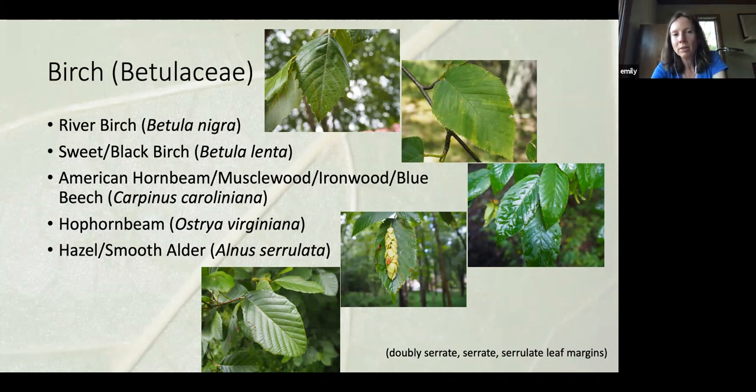Below that is the American hornbeam or musclewood, which is the Carpinus. That has a doubly serrate leaf, as does Ostrya, which is hophornbeam, right next to it. And I actually have the fruit on top of the leaf. Go Emily's photography skills. And then in the bottom, we have the smooth alder that's showing great pinnate venation, and I would say that has crenulate leaf margins. It's not the best picture, but if we got really close, we'd see some really fine toothing on there.